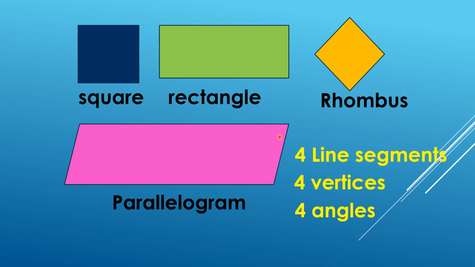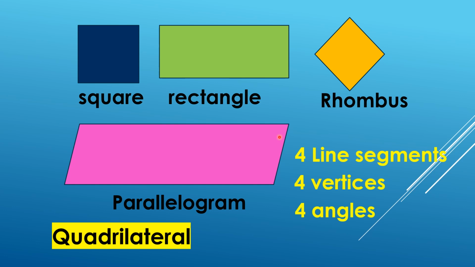Now, such shapes that share 4 line segments, 4 vertices, and 4 angles are called quadrilaterals. So let's say this word together, quadrilateral. It means that they have 4 line segments, 4 vertices, and 4 angles. So far we learned a triangle and a quadrilateral. In this lesson, you're not supposed to say the exact word for the quadrilateral, whether it's a square or a rectangle or a rhombus. If you say it's a quadrilateral, that's enough.